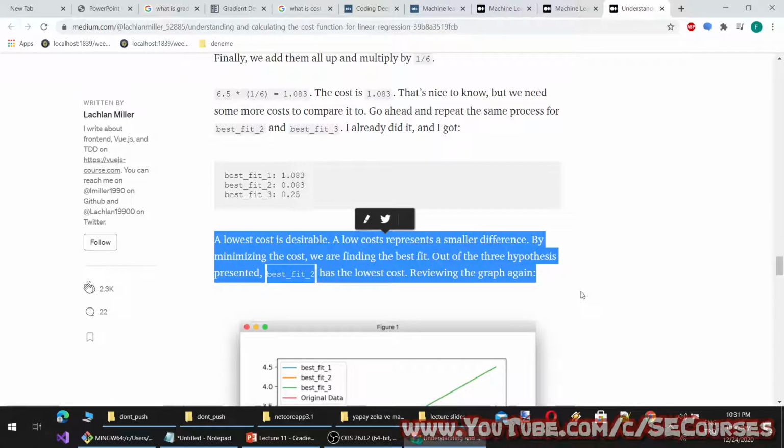A lowest cost is desirable. A low cost represents a smaller difference. By minimizing the cost, we are finding the best fit. Out of the three hypotheses presented, best_fit_2 has the lowest cost. Reviewing the graph again.